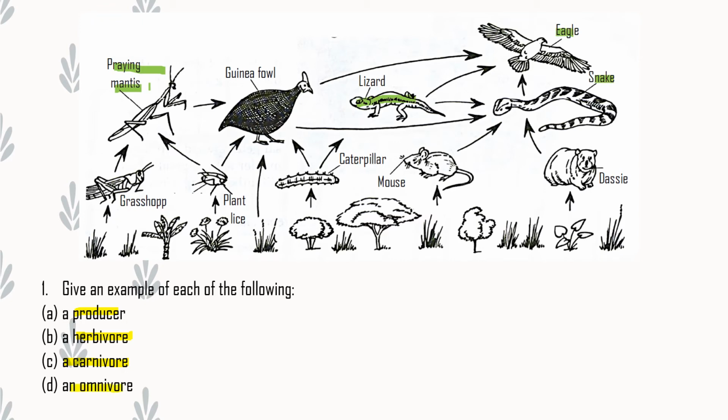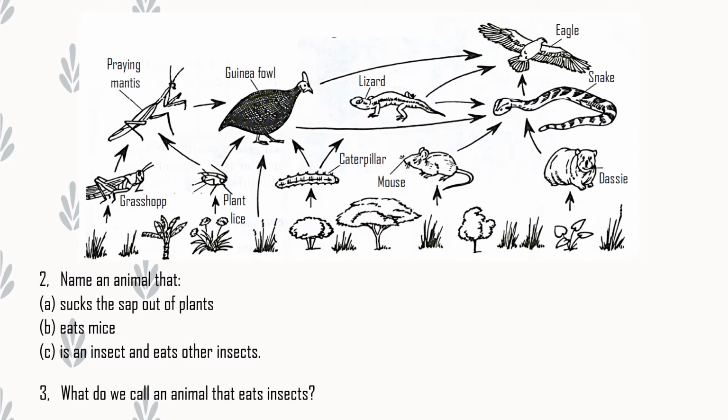Next we have an omnivore. So that's an organism that eats plants and animals. So that would be my guinea fowl. And I don't see any other options. You can just let me know if you have a different answer, but it seems like it's only the guinea fowl.